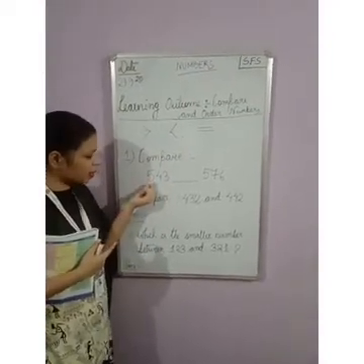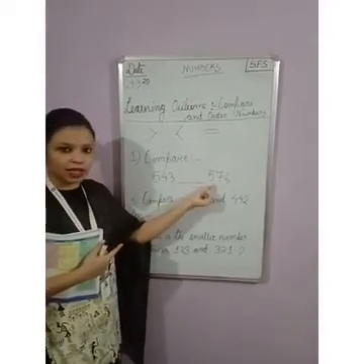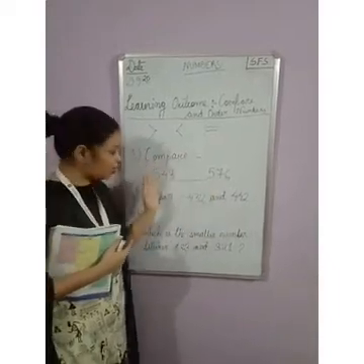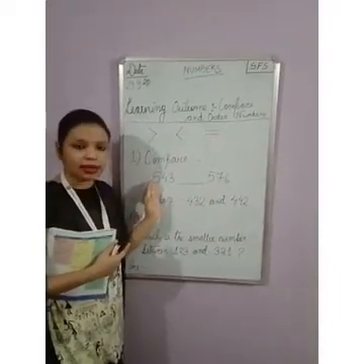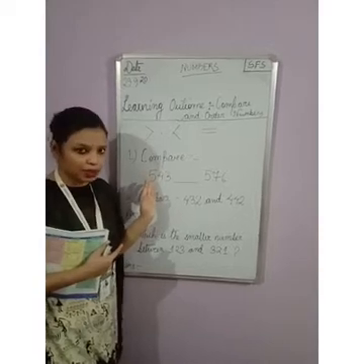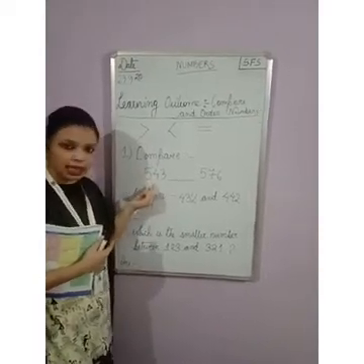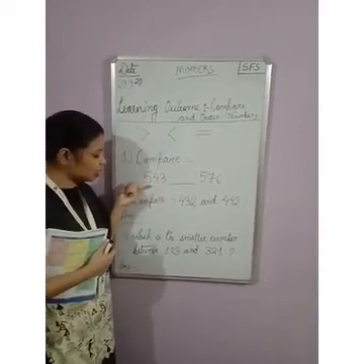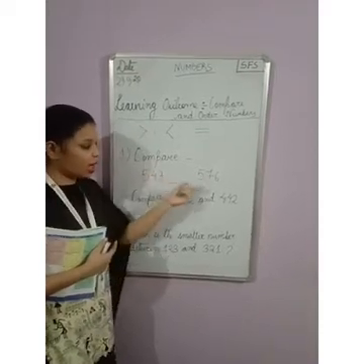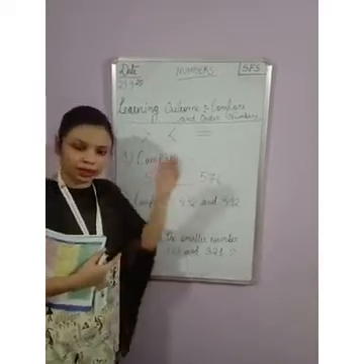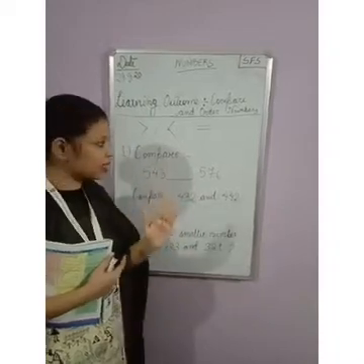Let us compare the digit in the hundreds place. When we are comparing, we always start from the left-hand side, that means from the hundreds place. Now let us look at the digit at the hundreds place. What is the digit in the hundreds place here? 5. And here also 5. That means it is equal. So the hundreds place is equal.